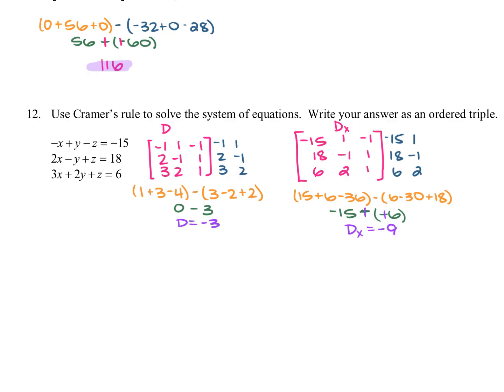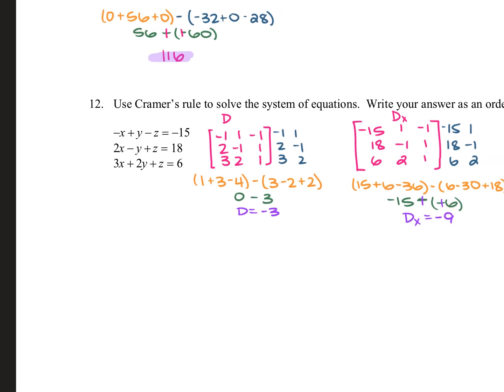From here, we're going to find D sub Y. So our X column stays negative 1, 2, 3. Y column changes out to be negative 15, 18, 6. Z column stays negative 1, 1, 1. Rewrite the first two columns.